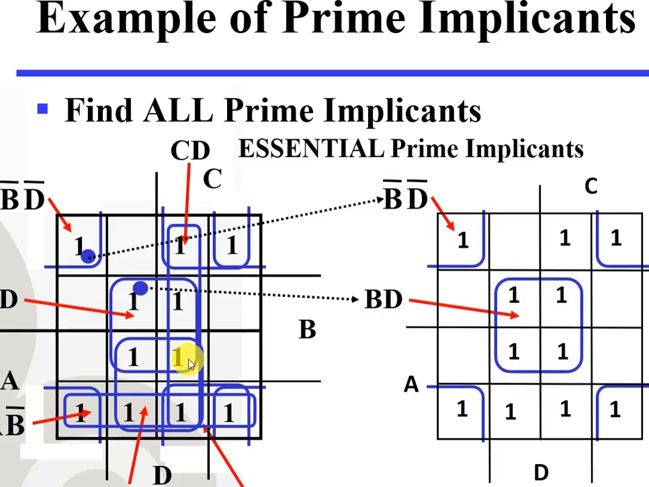If you look at the other ones, you can see that they can be covered with other groupings, twice. Only this one and this one cell cannot be overlapped with other groupings. So they're called essential prime implicants.